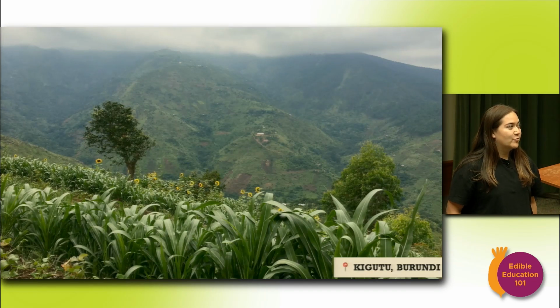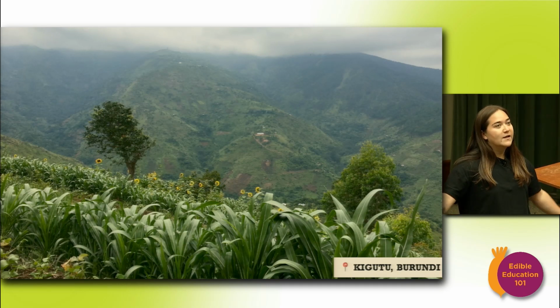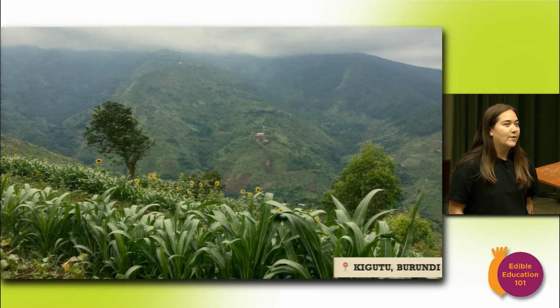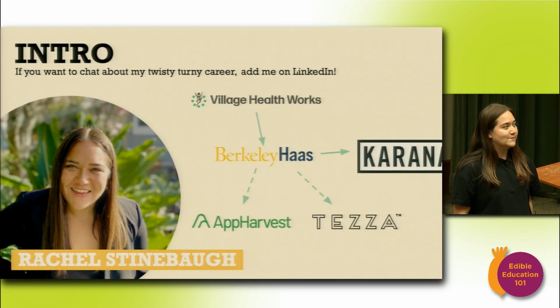But what really inspired me and got me really excited about food was being in the terraces of Burundi. This was food that we were basically growing for patients at our hospital. We would grow cassava, sweet potatoes, a lot of different food, and then feed it to our patients. So it really got me thinking a lot about how food is medicine, how food moves globally around the world. And I got really excited about exploring food as well as climate change in general when I got to Haas.